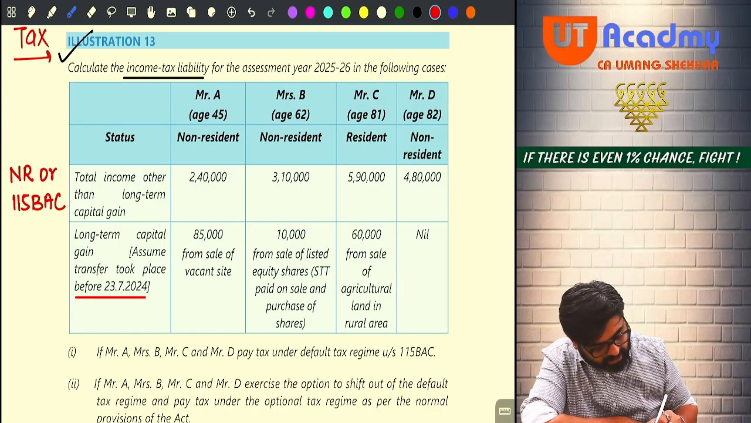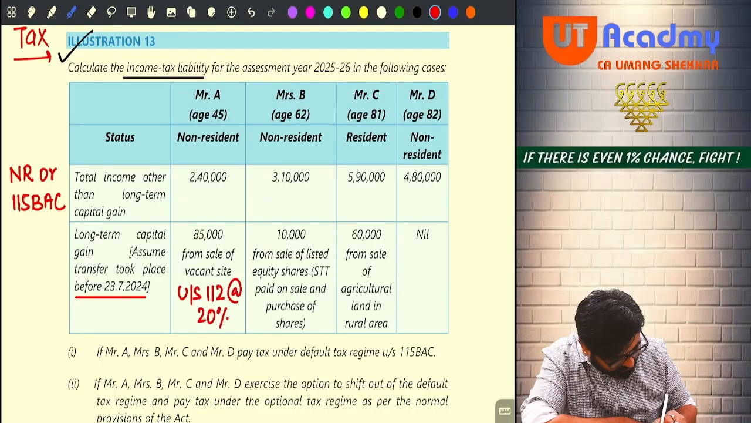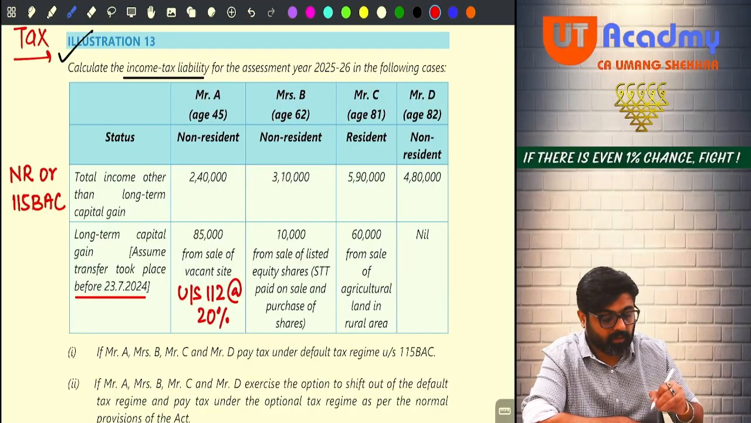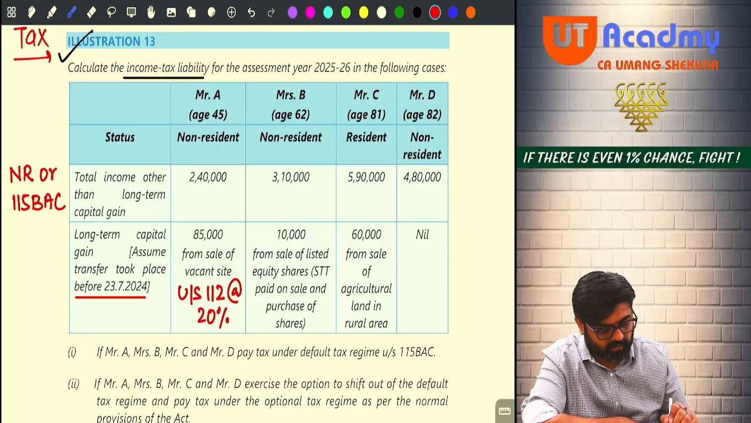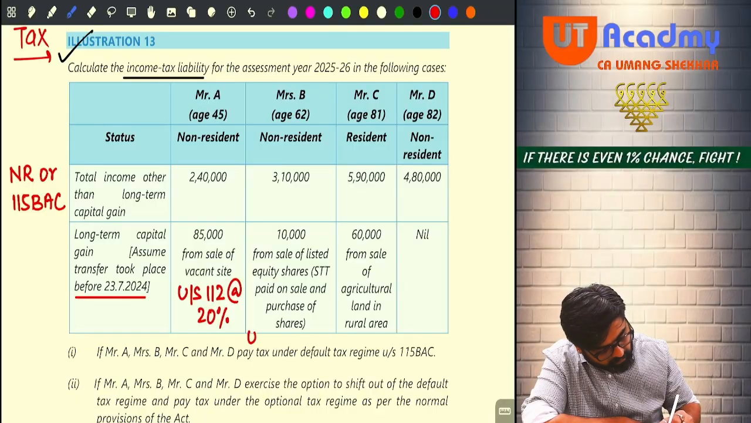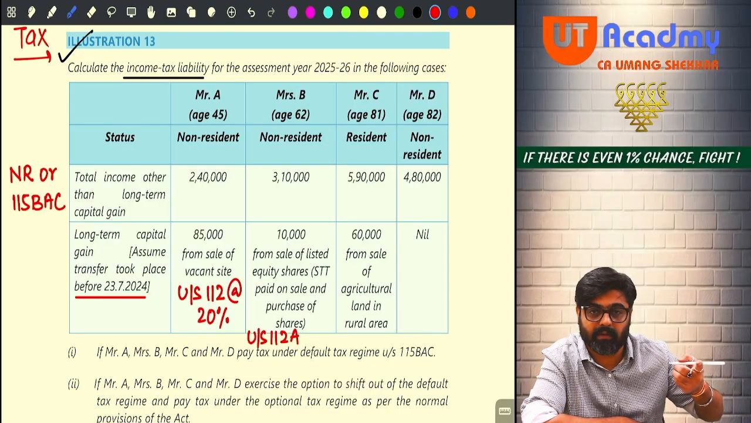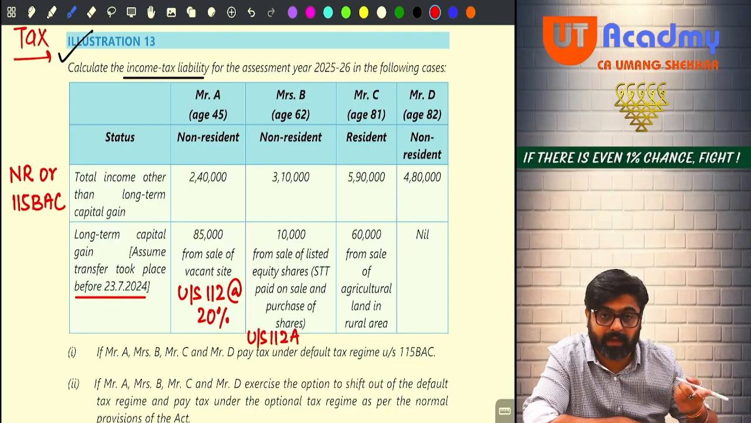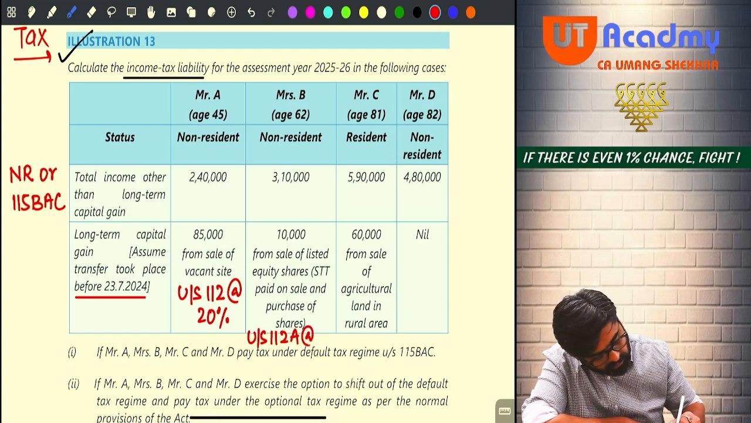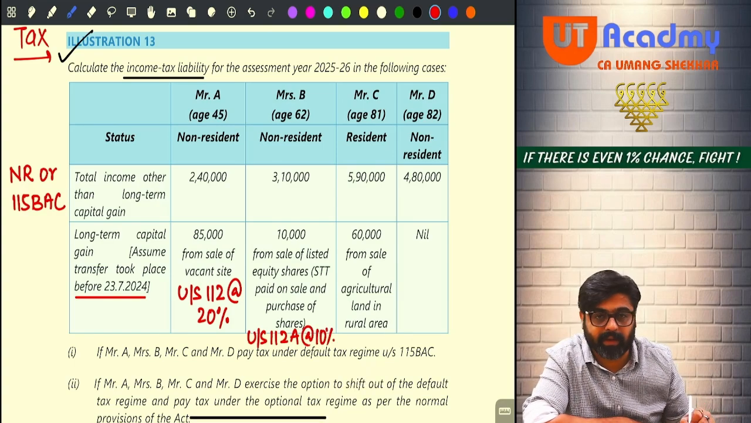A, tax will be paid under section 112 at the rate of 20%. Okay. For the second, Mrs. B, the tax will be calculated under section 112A at the rate of 10% over and above 1 lakh. Yes or no? Over and above 1 lakh. So, at the rate of 10% over and above 1 lakh.